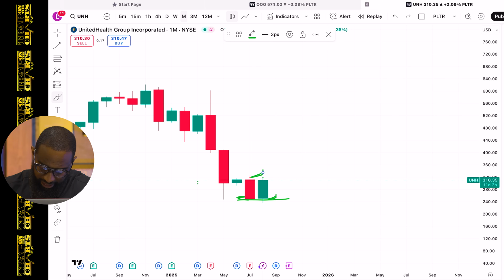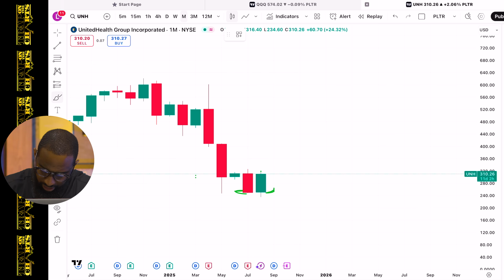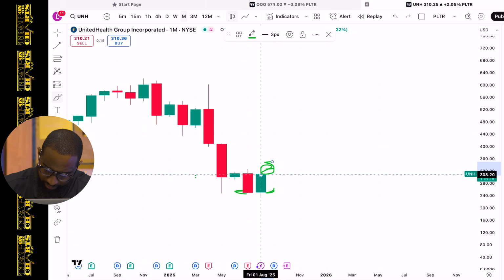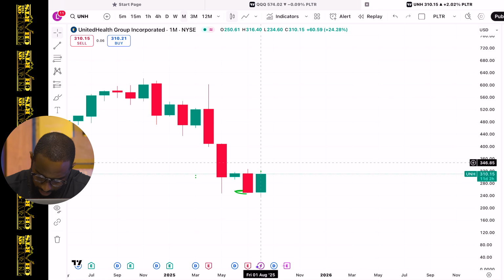So one of the things that you want to see on this UnitedHealth play just to get started is on the monthly. It'll be a really good sign if you can start to see this green candle overtake this, right? If we can start to see that, then that will be good. But this green candle is definitely in a good place. It's definitely in a good position. It's showing us that there's a lot of buying pressure in. There's some buying pressure in.